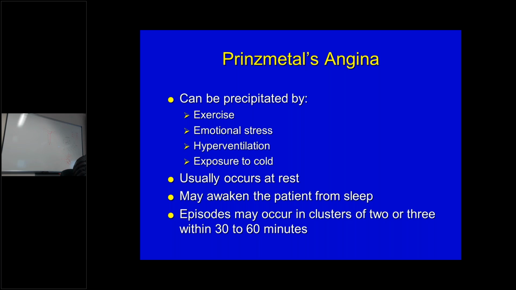So it can be precipitated by a number of things, stress. You've got that anxious girl that always calls because she's anxious. Now she's having chest pain. Well, yeah, she could be having Prinzmetal angina caused by her own anxiety. Exposure to cold. It usually happens at rest. Oftentimes, it'll wake people up from sleep. And it can happen in clusters. Relaxes, spasms again, relaxes.